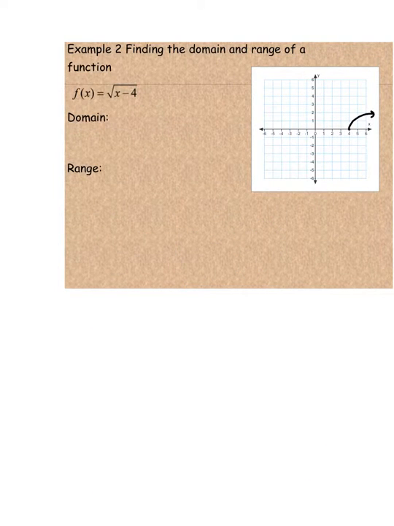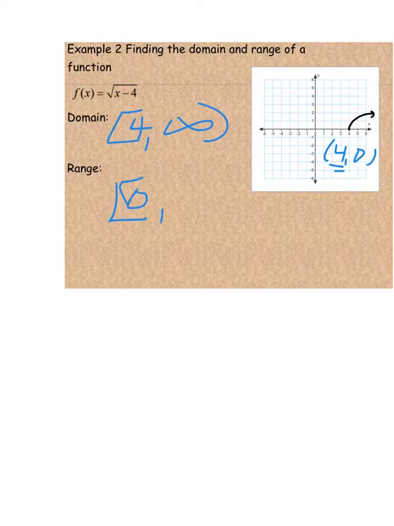Here we're given a graph of f(x) equals the square root of x minus 4. For the domain, when we look at our x values from left to right, the first point on this graph is the point (4, 0). So our first x value is 4, and our last value is infinity. The graph is continuous to the right. For our range, looking from bottom to top, our lowest y value is 0 and our highest y value is infinity. So we'll say from 0 to infinity.